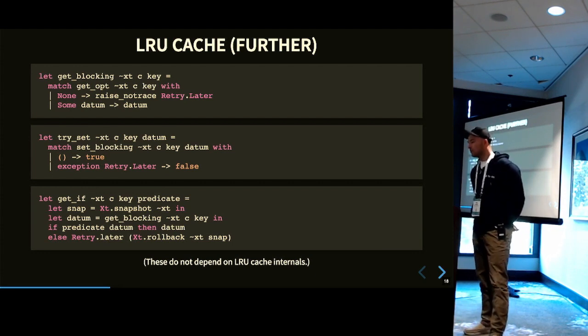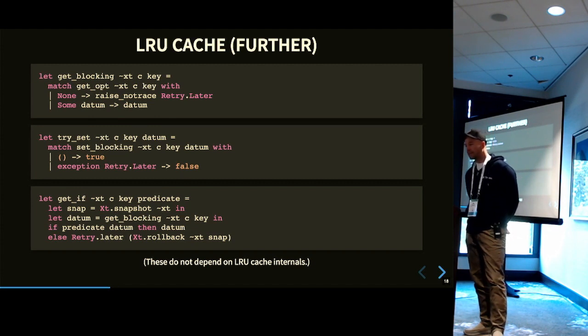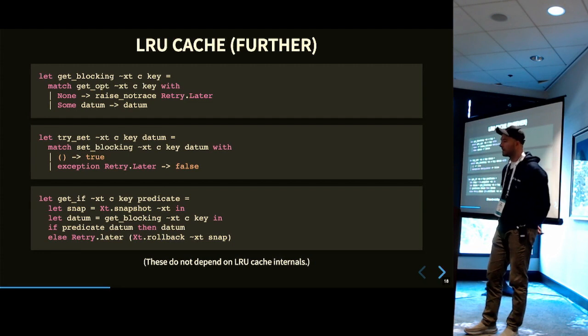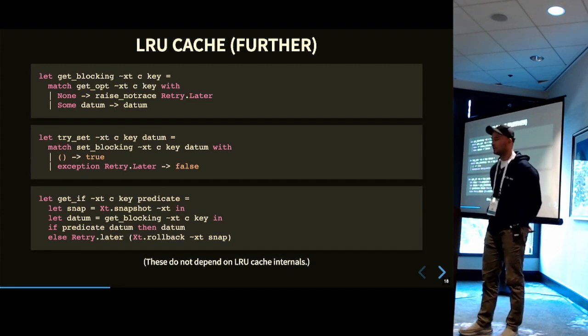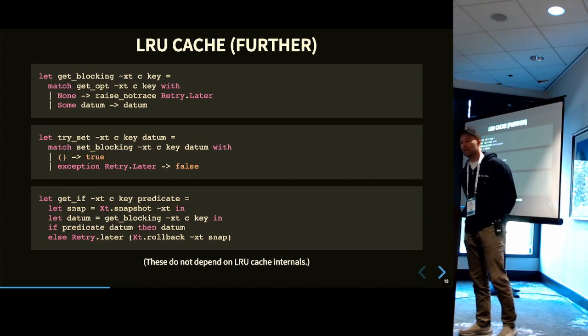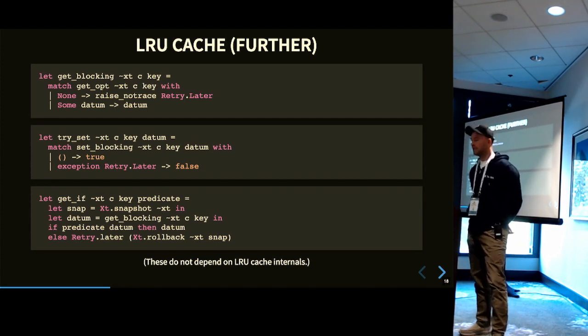Finally, we build upon the blocking version of get to create a conditional get that blocks until the value passes a given predicate. We do this explicitly, scoping the changes by taking a snapshot of the transaction log and rolling it back before we signal retry. So this ensures that in case we roll back, then the changes done by get do not get recorded in the log.